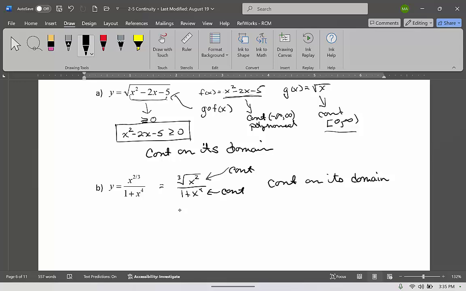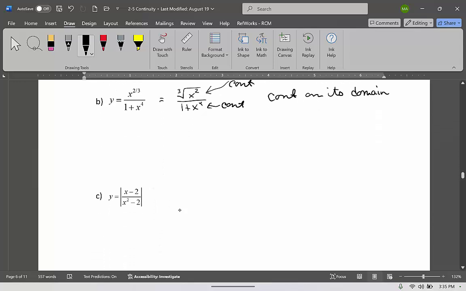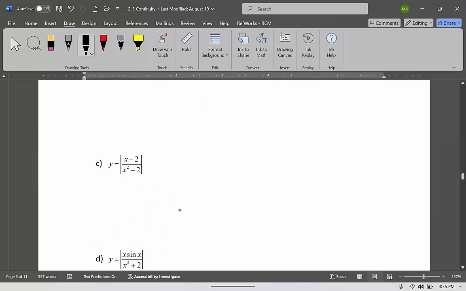Okay? Again, because the numerator is a composite of continuous functions, and then the entire function is the quotient of two continuous functions. All right. Similar here. So we have that x minus 2 over x squared minus 2. If we have this as my f of x, we have this as continuous because it's rational. Okay, quotient of two polynomial functions.